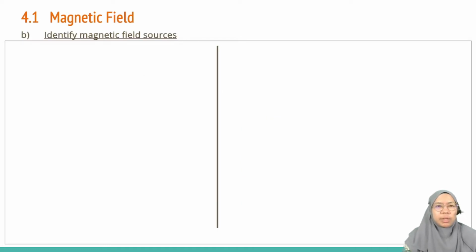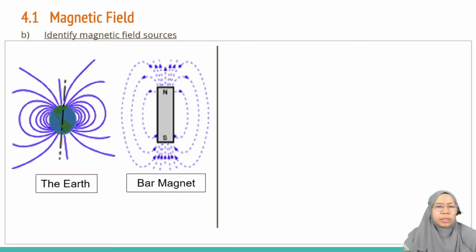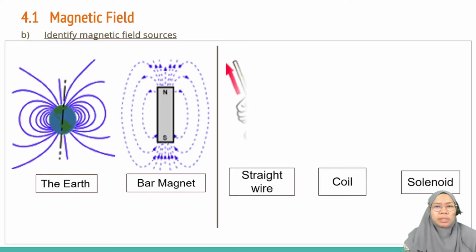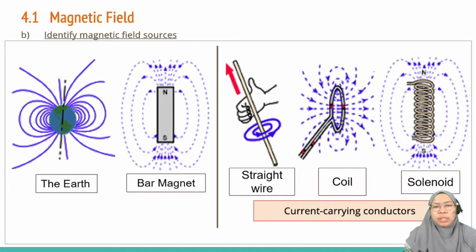Next, identify magnetic field sources. The first source of magnetic field is the Earth, a giant bar magnet. Then we have a common bar magnet. On the right hand side, these are three different conductors: straight wire, coil, and solenoid. These conductors are able to produce magnetic field, and the condition is that there should be current flowing through the conductors. So the three of them are called current carrying conductors.